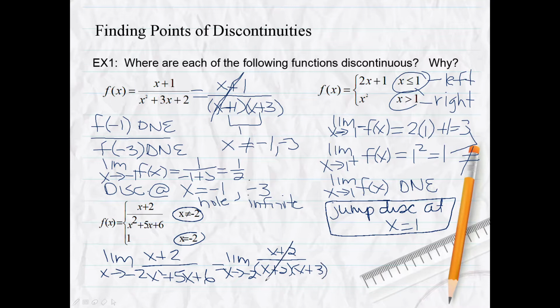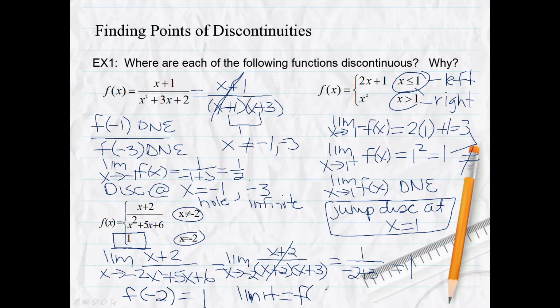And we can. So then when I plug in negative 2, I get 1. Now, so that's what the limit equals. What does the function value equal? 1, according to this right here. So the limit equals the function value, so therefore we're continuous everywhere. Okay?